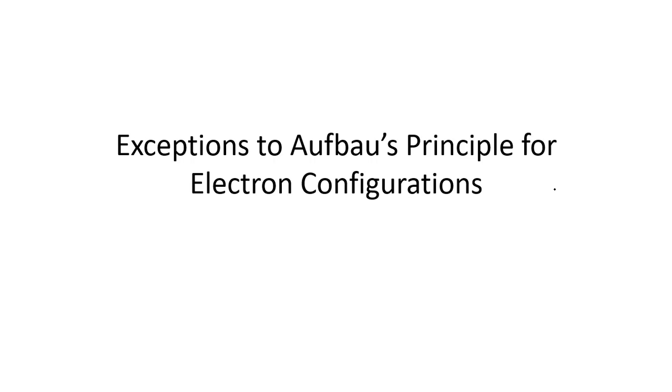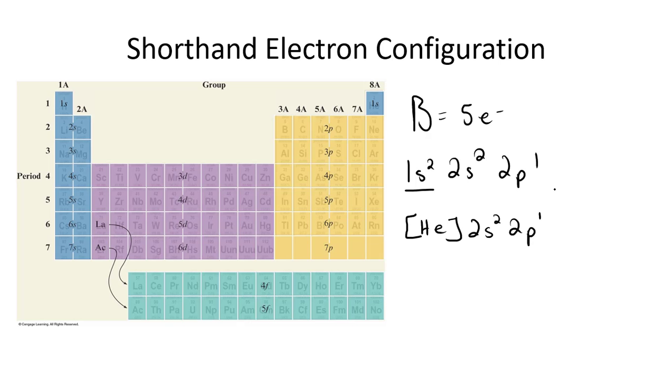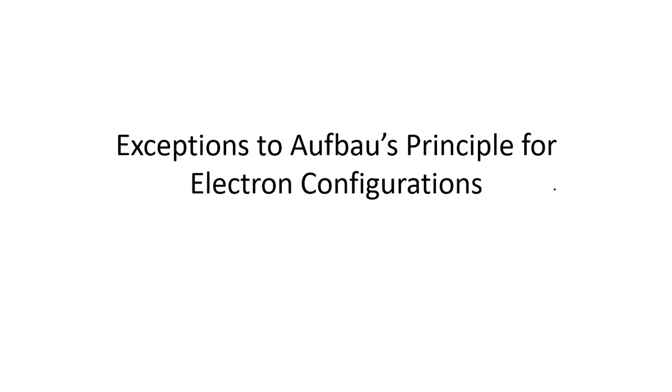We've already established what Aufbau's principle is for determining electron configurations. In the last video we looked at 1s2, 2s2, 2p, the order in which you're filling electrons. So 3d comes before 4p. But are there exceptions to the general rule, that stair-step pattern that you saw previously?